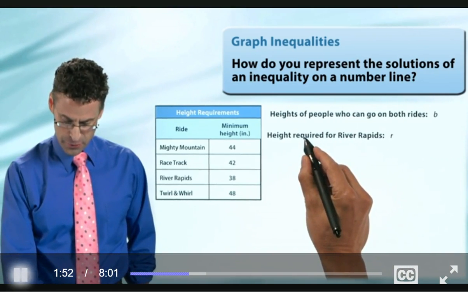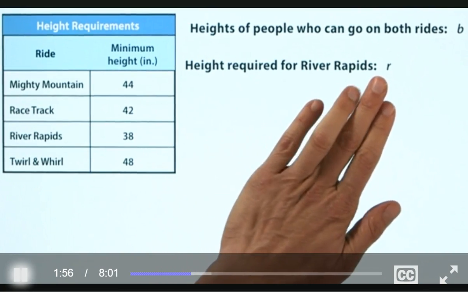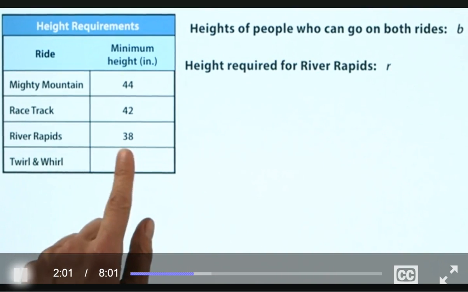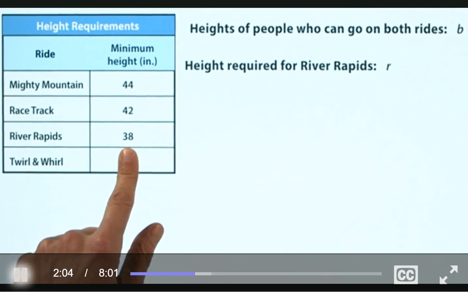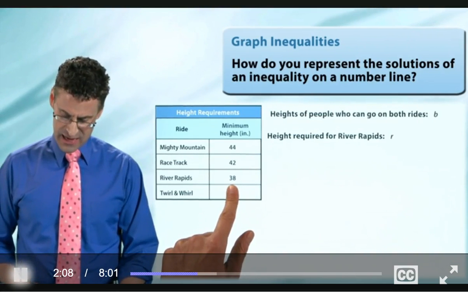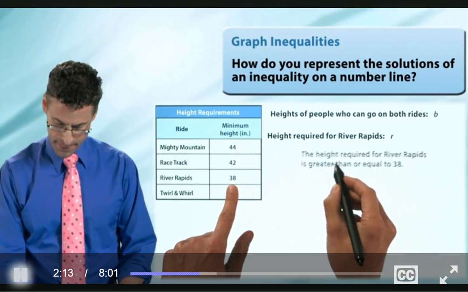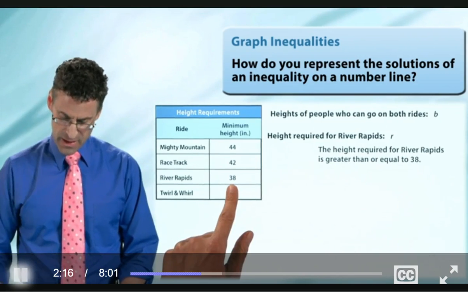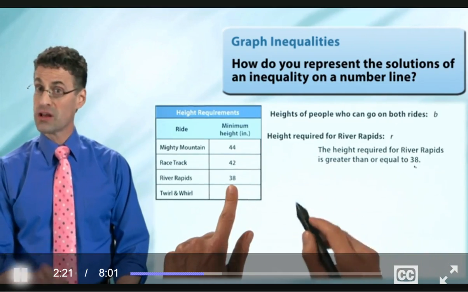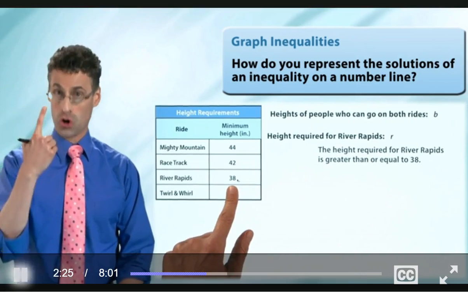The height required for the River Rapids, we're going to call R for River Rapids. And we know what that is. So the River Rapids, we see, is 38 inches at a minimum. At a minimum. So what does that mean? It means that you have to have a height that is greater than or equal to 38. Greater than or equal, because if that's the minimum, it means you have to be at least that or taller.